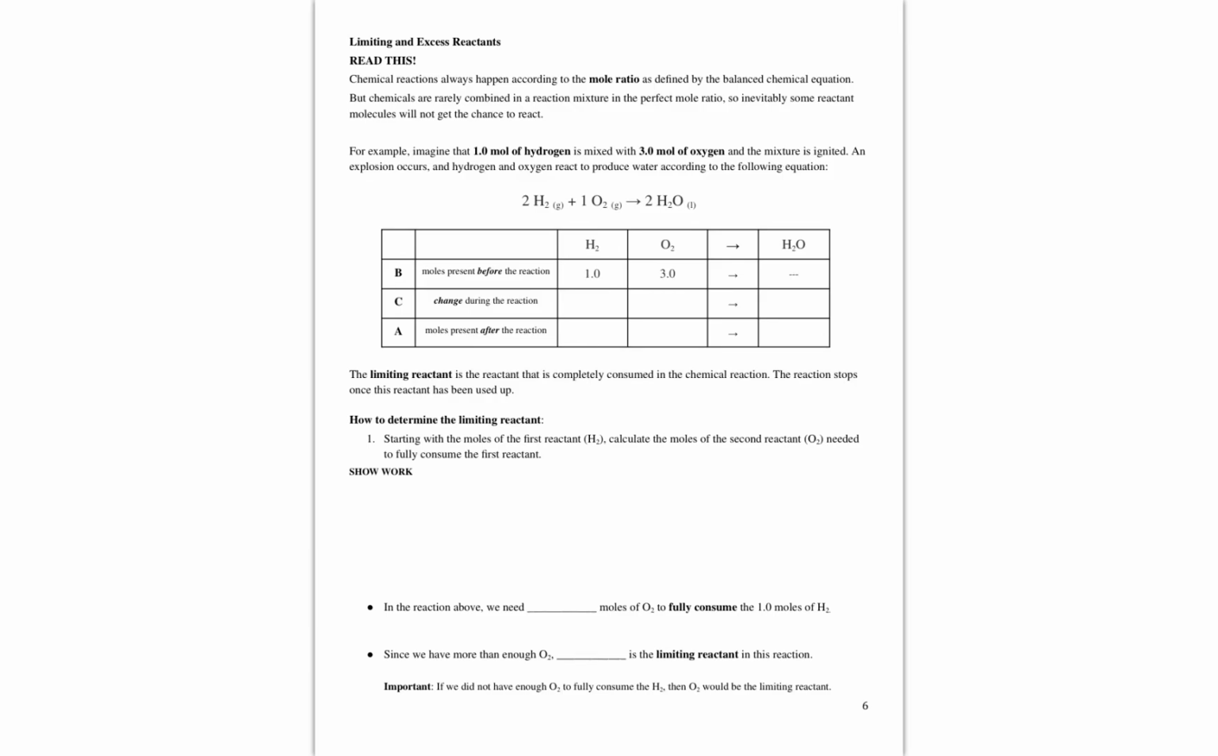Chemical reactions always happen according to the mole ratio, and this mole ratio is defined by the coefficients in the balanced chemical equation. But when we combine chemicals in real life in a reaction mixture, it's almost never that those chemicals are present in that perfect mole ratio.